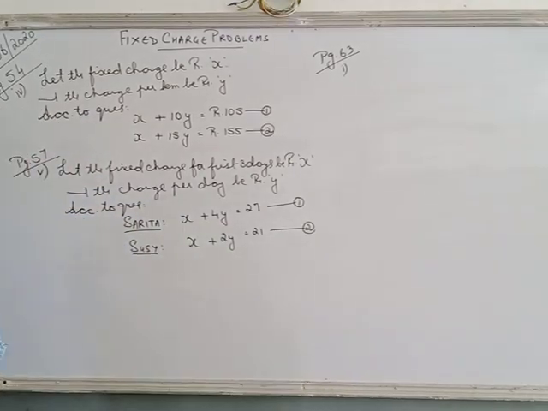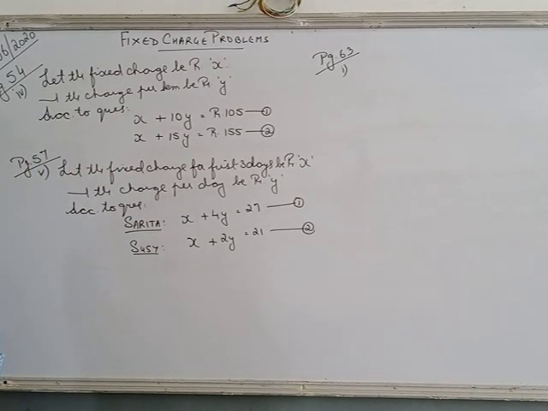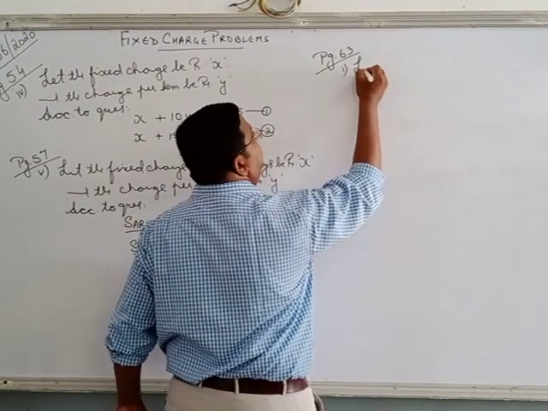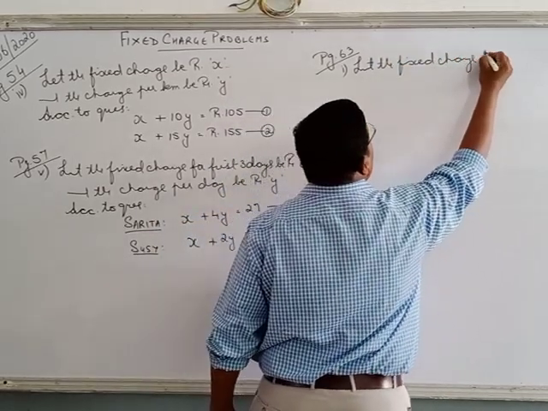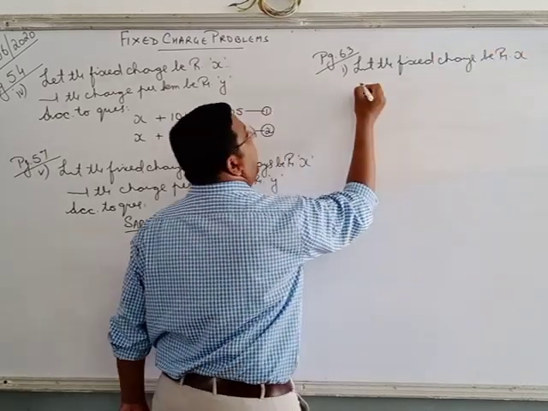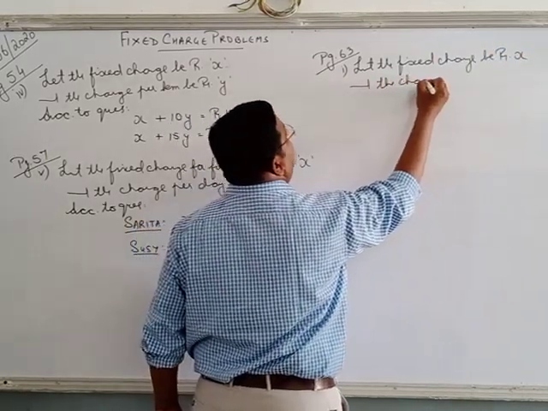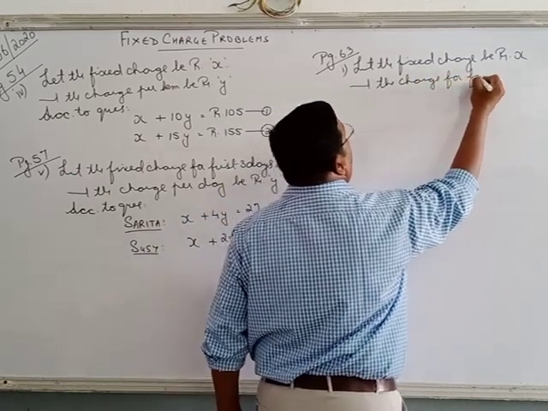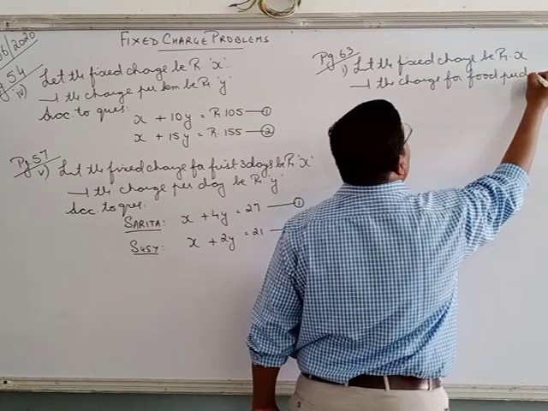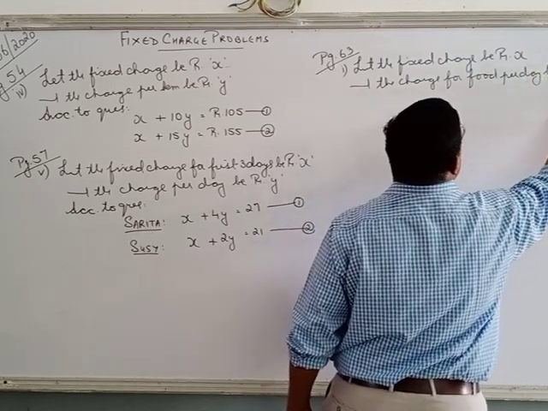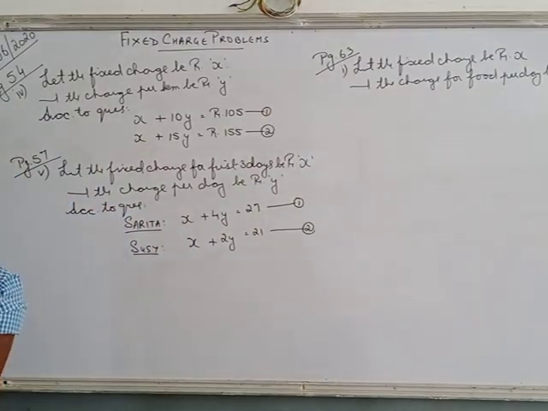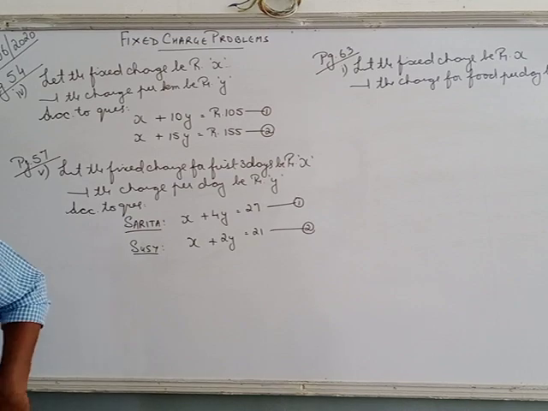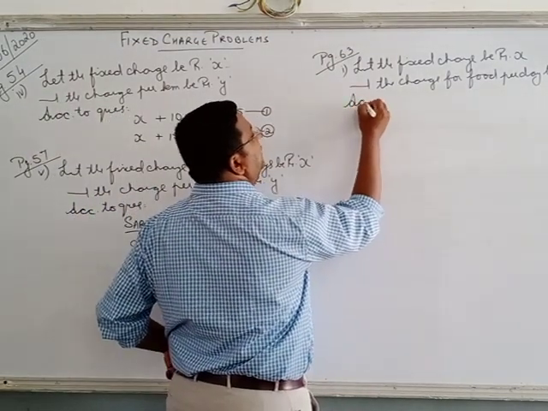What does it say? A part of the monthly hostel charges is fixed, and the remaining depends on the number of days one has taken food. So let the fixed charge be rupees X, and the charge for food per day be rupees Y. Now two people are there. One is A, the other one is B. One student takes food for 20 days. According to the question.